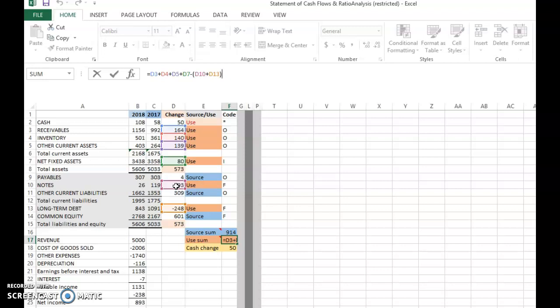It does not indicate whether it's a cash inflow or a cash outflow, whether it's a use or a source. The use or a source is only here. So based on the use or a source in this column, you just take the absolute amount in the previous column, and then you add them. So total use will be $864 million.